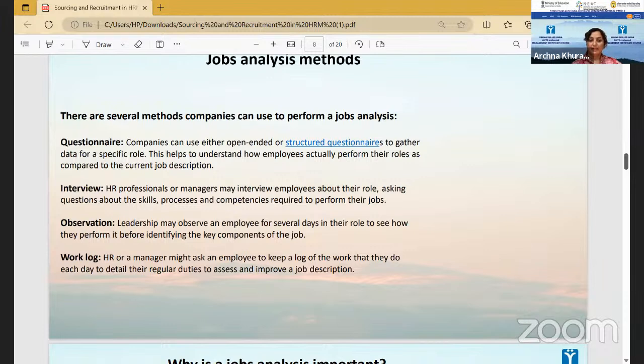Then last is work log. Work log basically talks about what kind of timings a person is actually spending. Right? So for example, if you are hiring an HR executive, for HR executive, how long sourcing is taking, from which channel it is taking more, from which channel it is taking less time. So you're logging that particular point in some format that this is the amount of time a person has spent into sourcing.